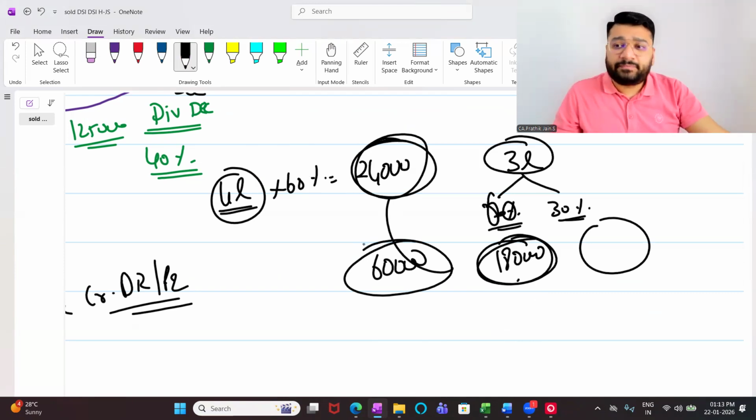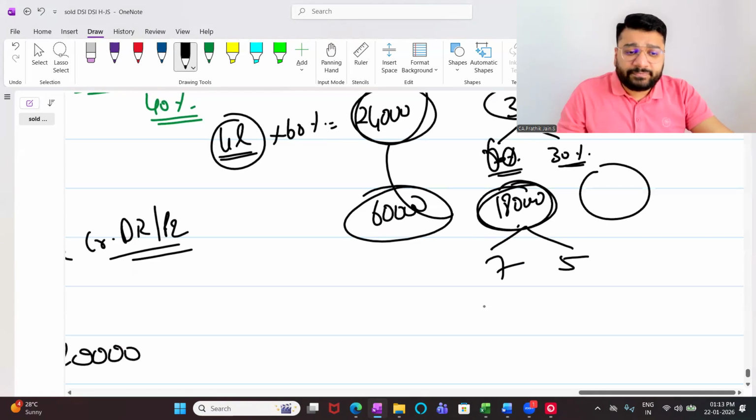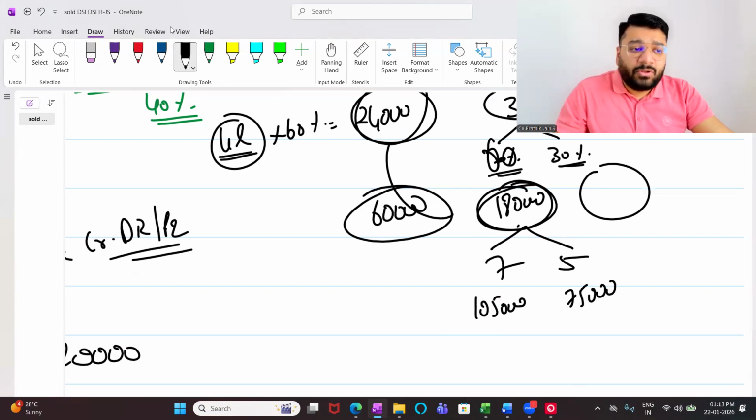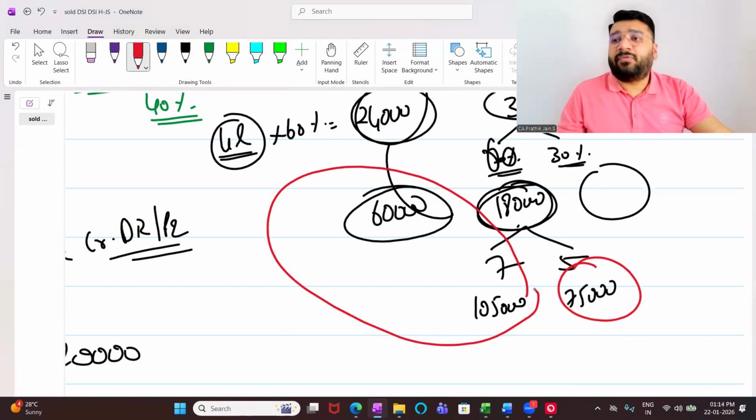Correct. And the 60 that we would earlier take is pre-planned. Now clear? Okay. In this 180, what will we do? You will further bifurcate between 7 and 5. So 180's 7 by 12 and 5 by 12 is how much? 1,05,000 and 75,000. So this 75,000 is post-profit. These both, 60,000 and 1,05,000, put together are pre-profit.